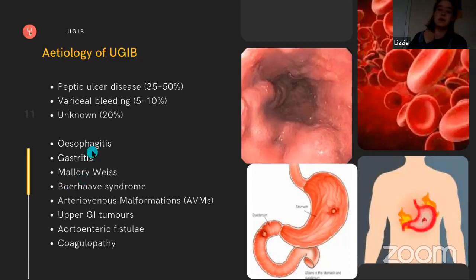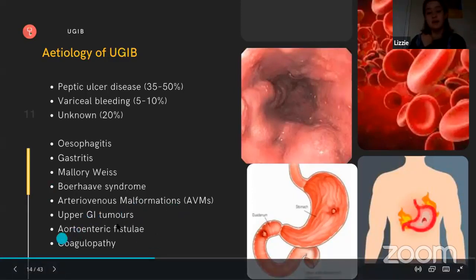Other things to think about, so inflammation of the esophagus and the stomach, maybe from medications, from vomiting, from gastroenteritis, Mallory Weiss tears from repetitive vomiting. They may get fresh bleeding within the sputum, but normally low quantities and low volumes. Boerhaave's is rare, a rupture of your esophagus. Again, they're going to be quite sick. You may have AVMs, malignancies, and you'd be unfortunate to have a fistula between your GI system and your aorta. Coagulopathies are put there as well.